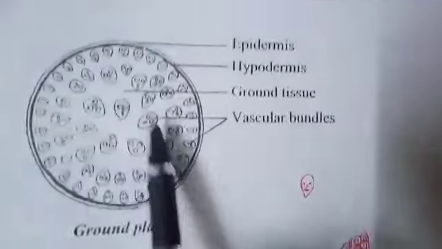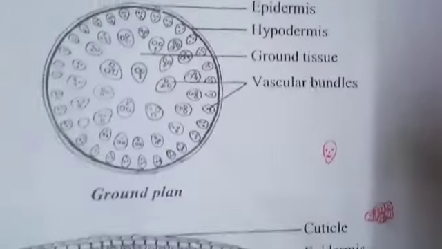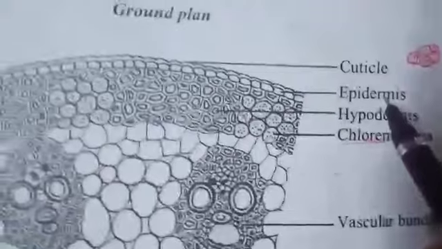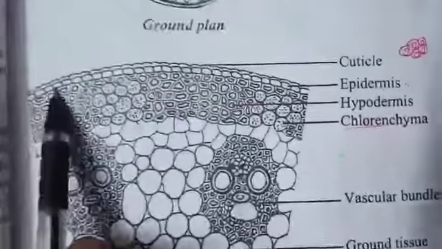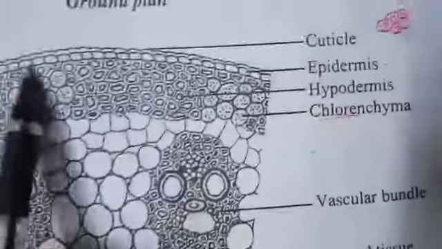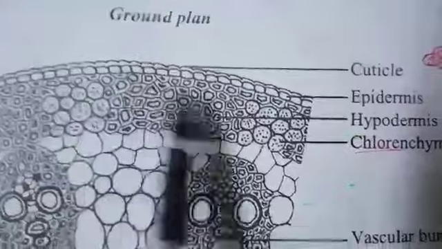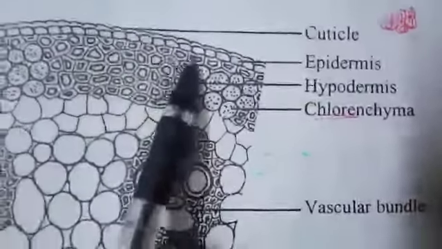Vascular bundles are present in the ground tissue. Next, this is a part of the monocot stem. First, epidermis. Epidermis is the outermost layer. It is made up of a single layer of parenchyma cells. It is covered with a thick cuticle. Multicellular hairs are absent and stomata are less in number.